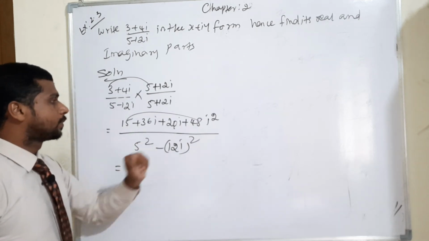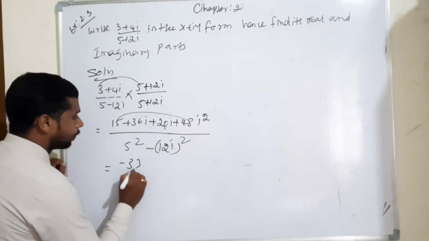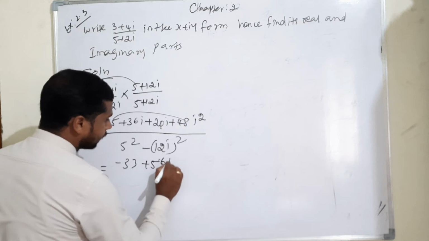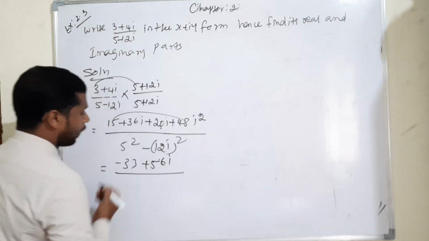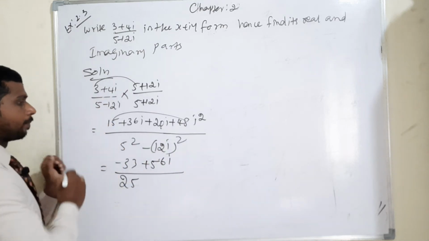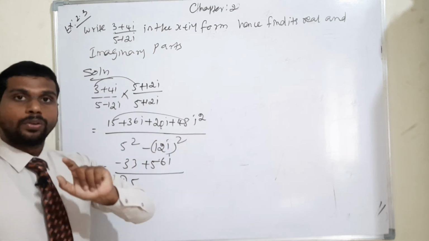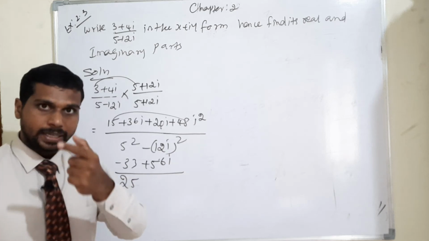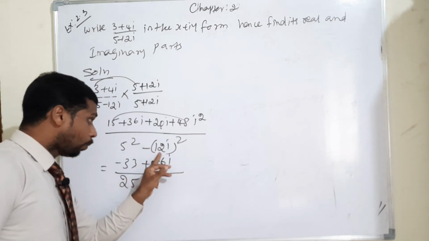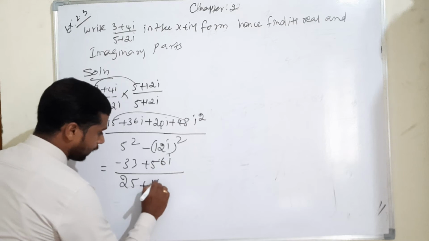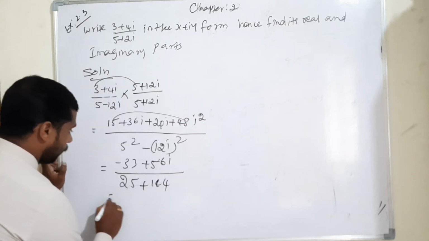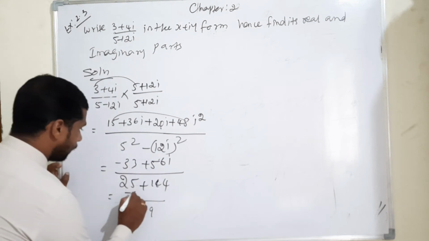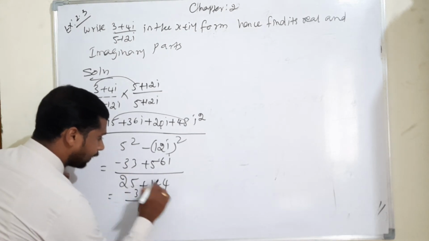So 15 minus 48 means minus 33. Then 20i plus 36i means 56i. Divided by 5 square means 25. Again 12 square means 144, but i square means minus 1. We have already common minus, so minus into minus plus. So 144 plus sign, isn't it? Plus 144. Therefore, denominator definitely we can say 169, but the numerator minus 33 plus 56i.